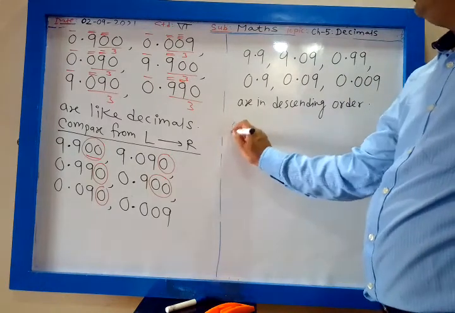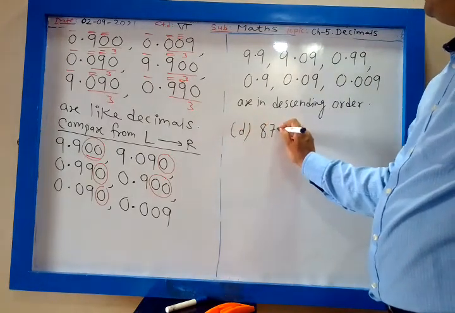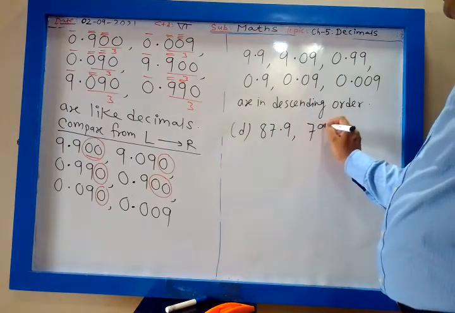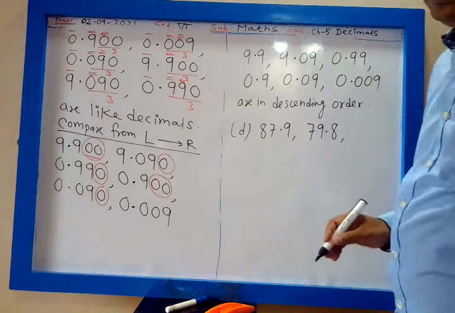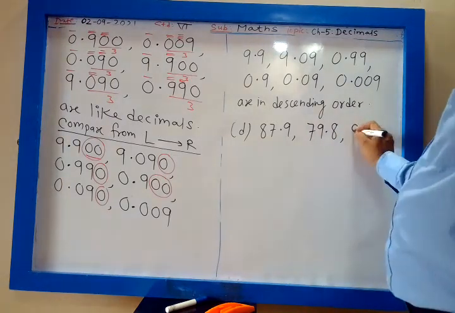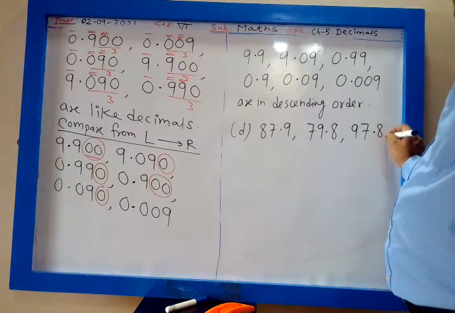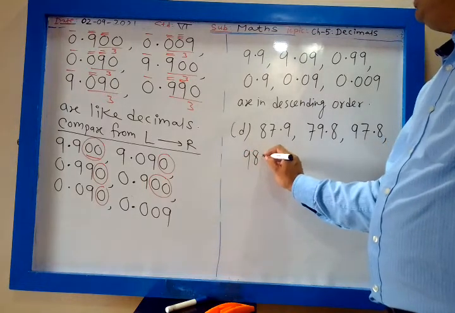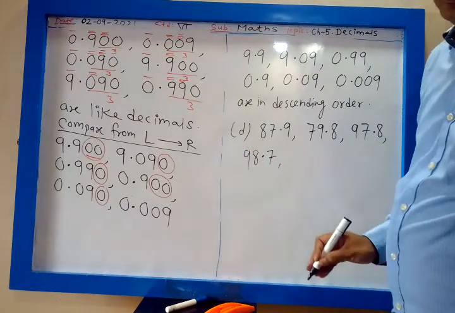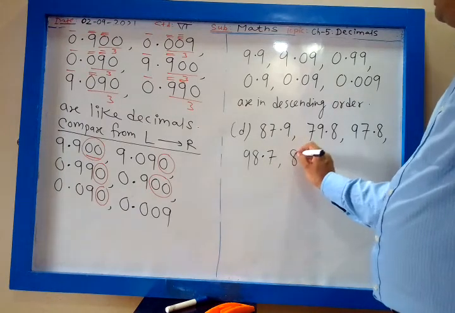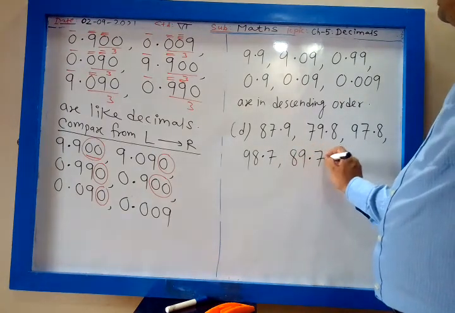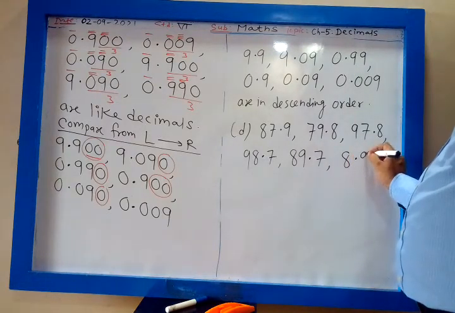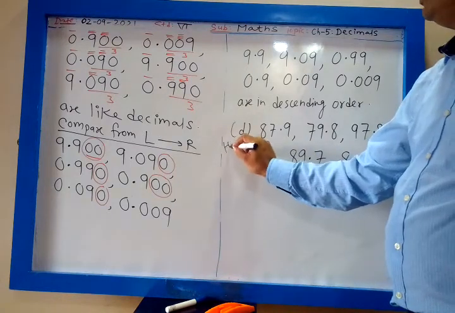Now D: 87.9, 79.8, 97.8, then 98.7, then 89.7, then 8.97. So first you convert them into like decimals. Okay, D is homework.